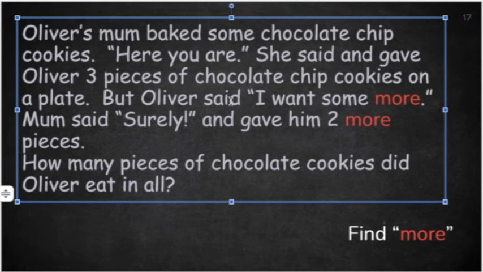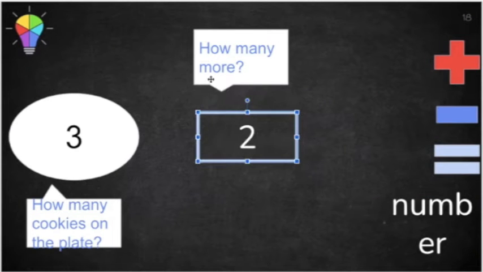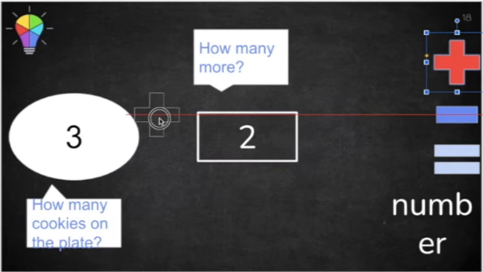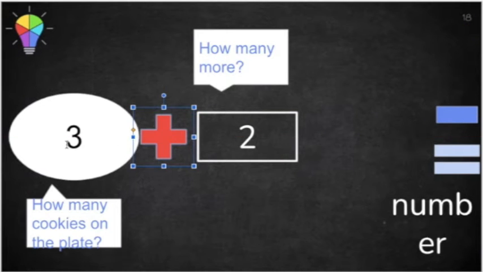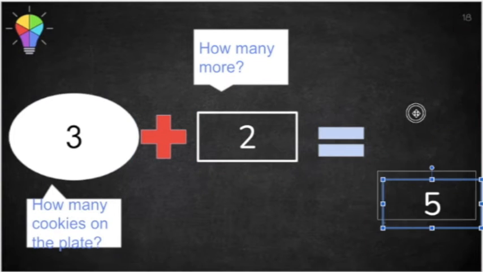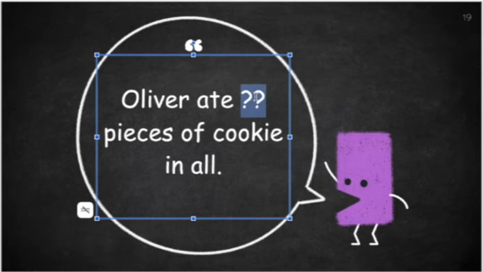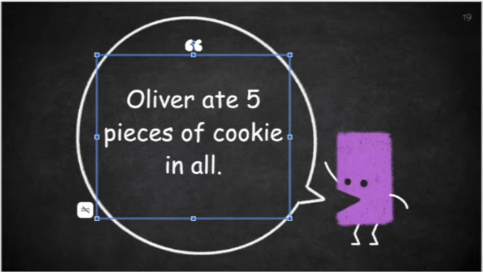But Oliver said, "I want some more." Mom said, "Surely," and gave him 2 more pieces. So how many more? 2 more. And more means addition. It means to plus, to add. So 3 plus 2 equals 5. So that is how much Oliver ate in all. Oliver ate 5 pieces of cookies in all.